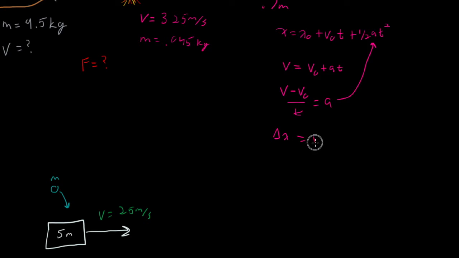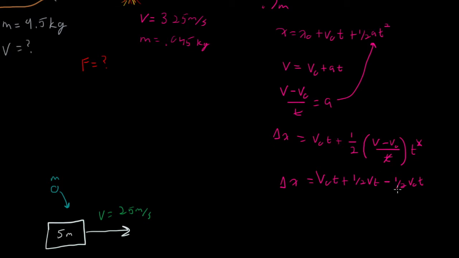And then that's going to be equal to v naught t plus 1/2 times (v minus v naught over t) squared. Now, if I simplify that, this t cancels out this square, and this minus 1/2 v naught t takes out this guy, and so we end up with half of that remaining: 1/2 v naught t plus 1/2 v t equals my change in x.